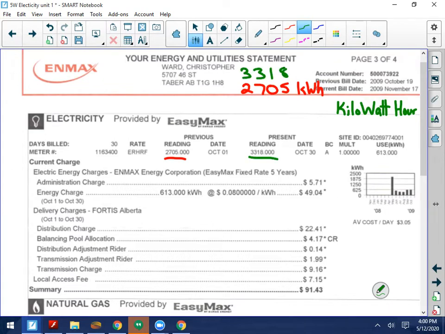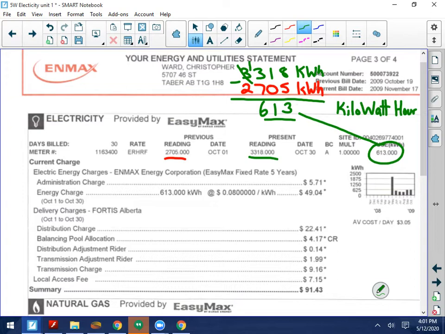3,318 kilowatt hours. And to figure out how many kilowatt hours I had used, how much power I'd used in my house, they had to subtract the old reading from the new one. So 8 take away 5 is 3. 1 take away 0 is 1. 3 take away 7 you can't do. Bottom's bigger, better borrow back. 13 take away 7 is 6. So I used 613 kilowatt hours. There it is down here.